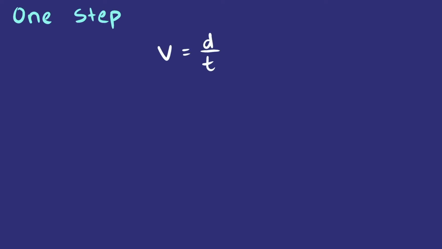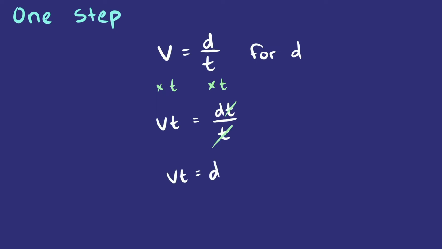First up, v equals d over t for d. To solve this equation, we need to move the t onto the side of the v. To do that, we can multiply both sides by t, remembering that we need to treat both sides equally, otherwise they won't equal. That gives us vt equals dt over t. T divided by t is 1, so these appear to cancel, and that leaves us with vt equals d, or flipped around, d equals vt.